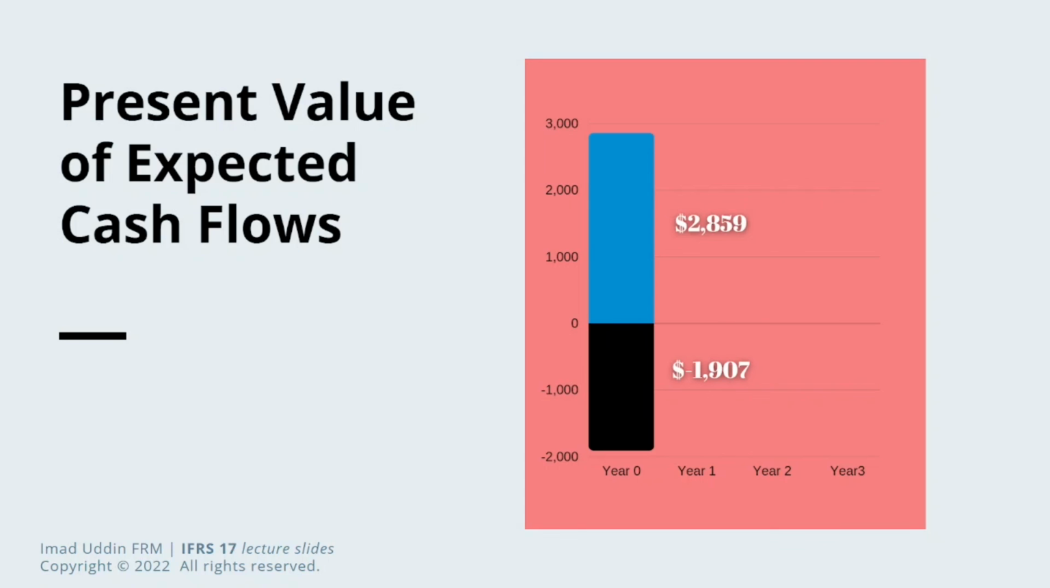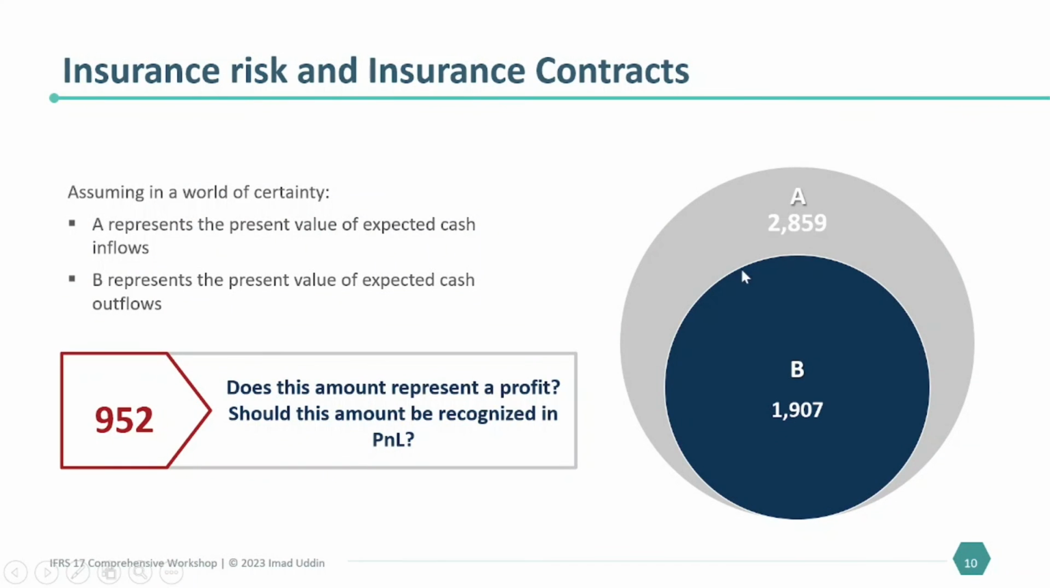Does it mean that we have this amount as an asset, or are these some sort of receivables, or does it mean that this $1,907 is our payable? And what does the difference denote? So if A represents the present value of expected cash inflows and B represents the present value of expected cash outflows, 952 is the difference, right? Is this our profit? As a matter of fact, this is our expected profit, assuming there is no risk adjustment.